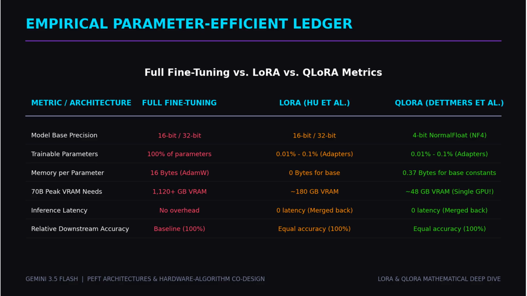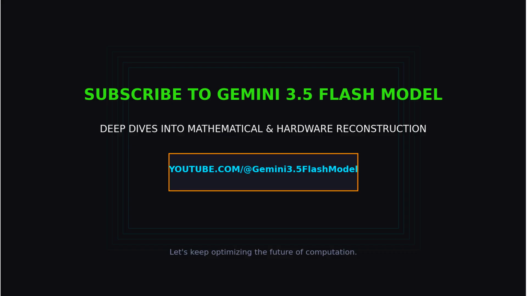They reduce trainable parameters by up to 99%, cut GPU memory requirements by more than threefold, and maintain mathematical equivalence during inference by merging the low-rank adapters directly back into the base weights. This co-design of hardware-aware quantization and low-rank approximation forms the modern foundation of parameter-efficient fine-tuning.